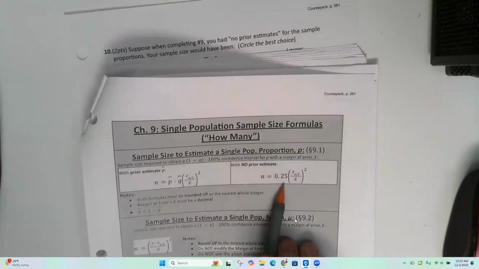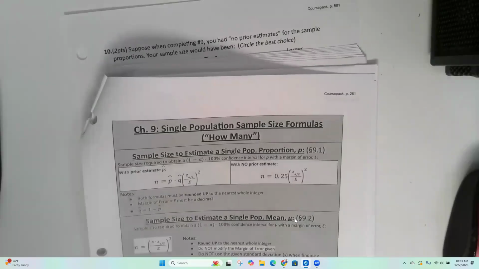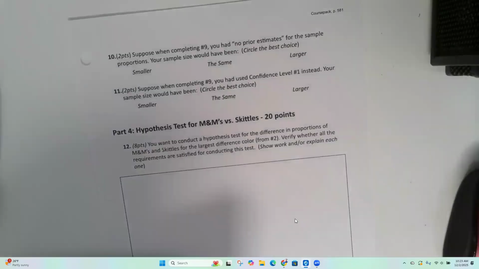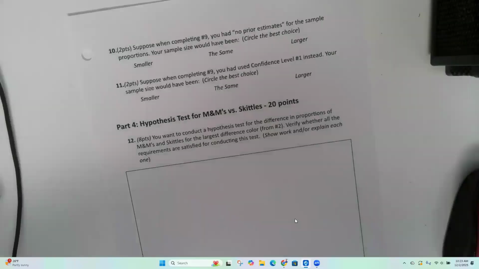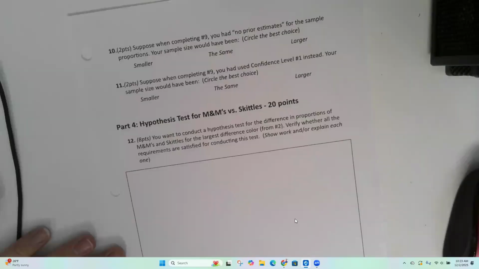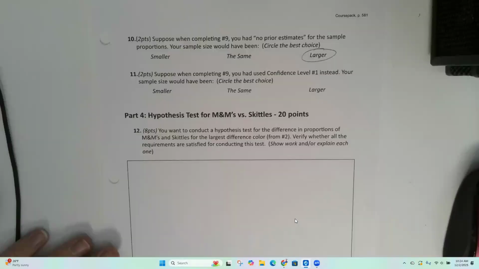Yeah, and you can write that on here if you need to. No prior estimate is always going to give you a larger value than if you have a prior estimate. That's why we use a prior estimate, because a smaller sample size is usually easier to handle. So, larger.